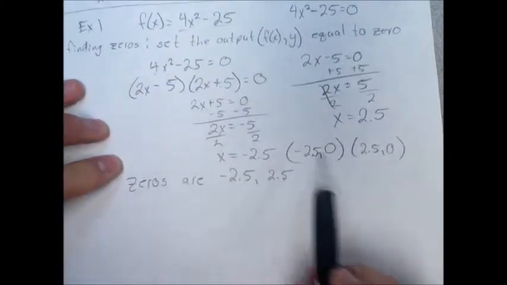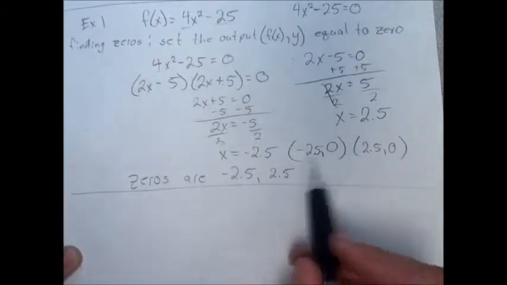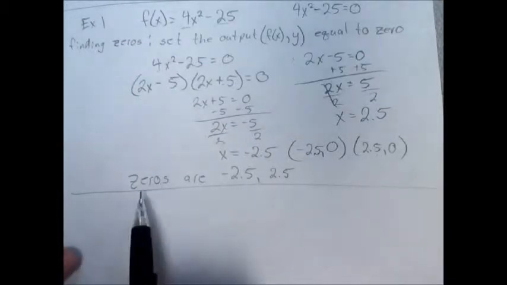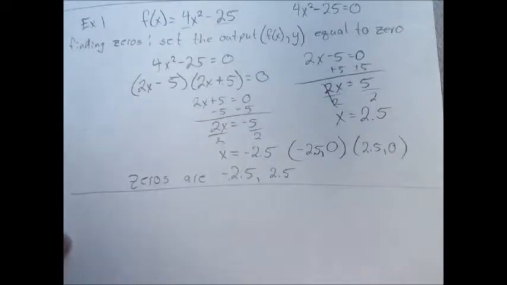So that's how you'll see them when you type them in your graphing calculator and you say find zeros, second calc, and then you find your zeros. You follow the instructions on your screen. That's how you'll see them represented in your calculator. But if it says identify the zeros, they are simply negative 2.5 and positive 2.5.